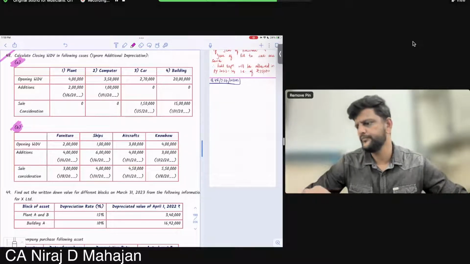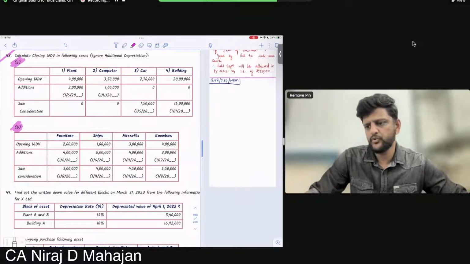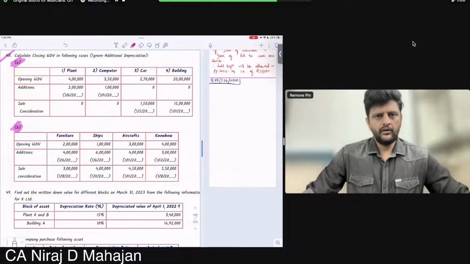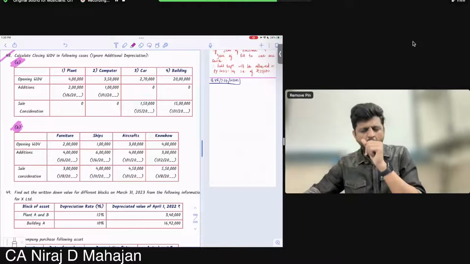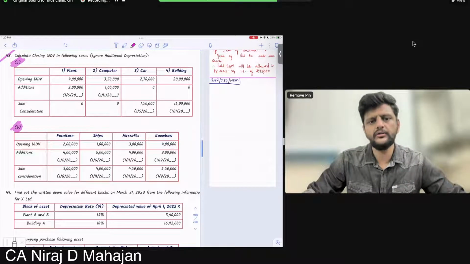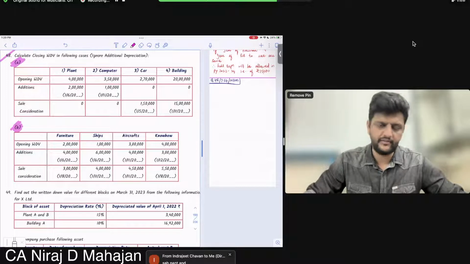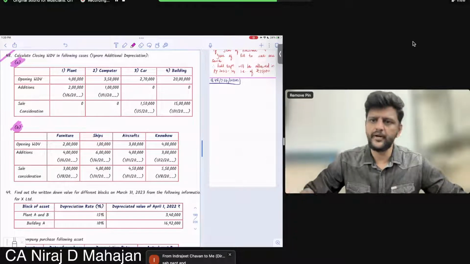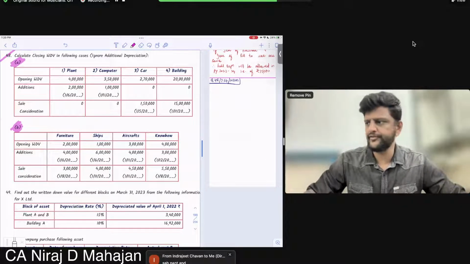What is common between 1, 2, 3, children? 1, 2 and 3. They all 3 fall in the same block of plant and machinery. Correct. But they have different rates of depreciation.